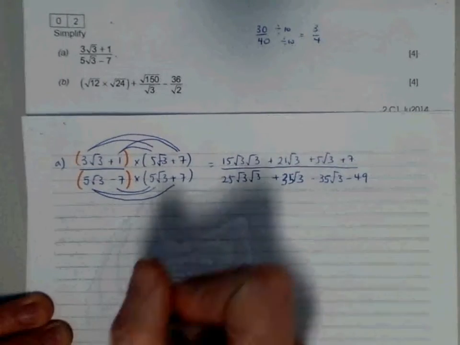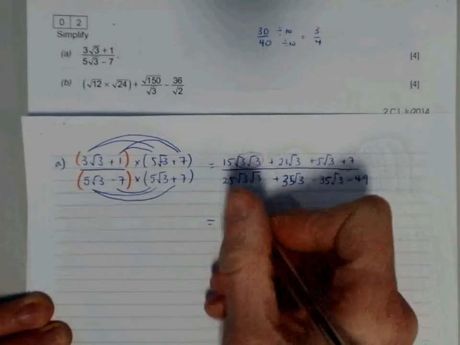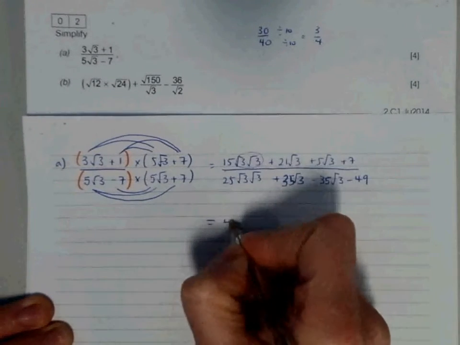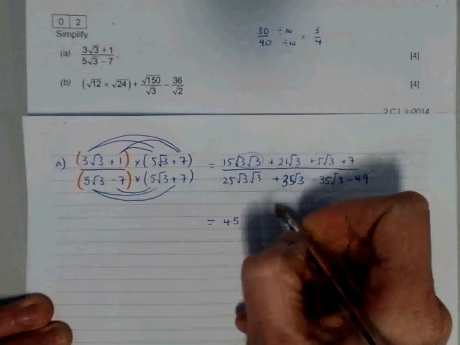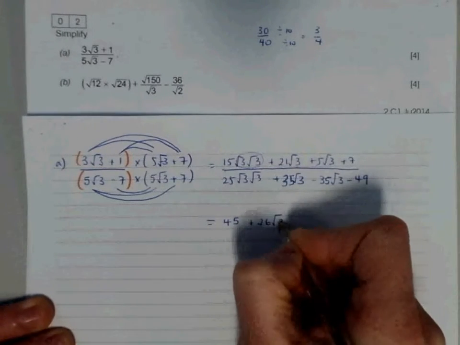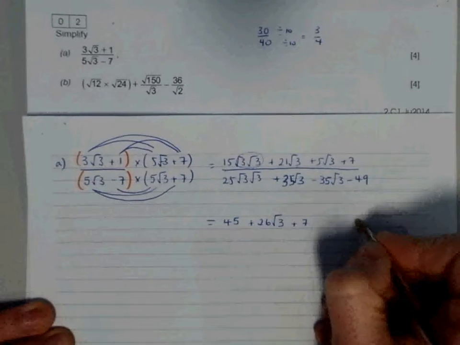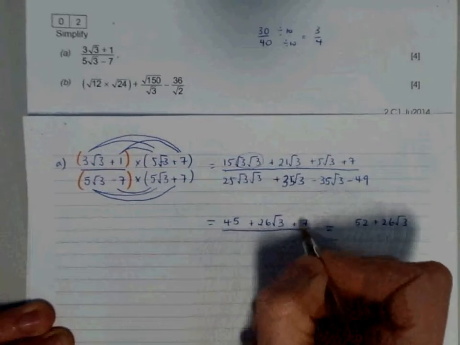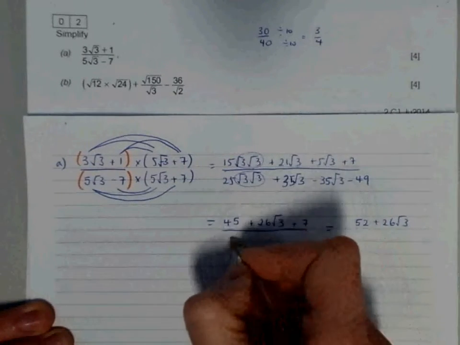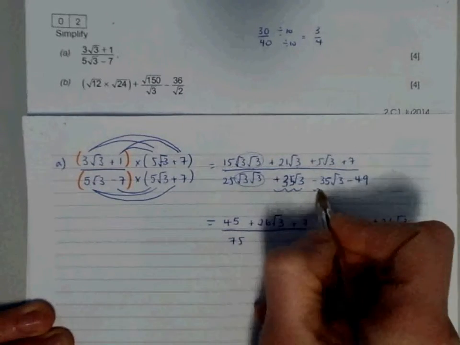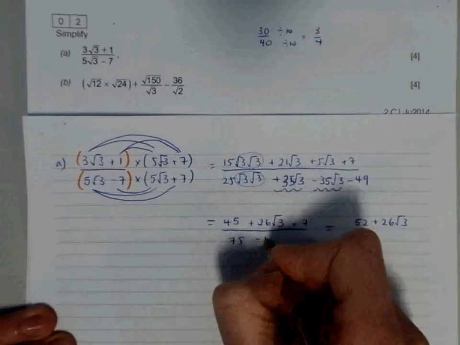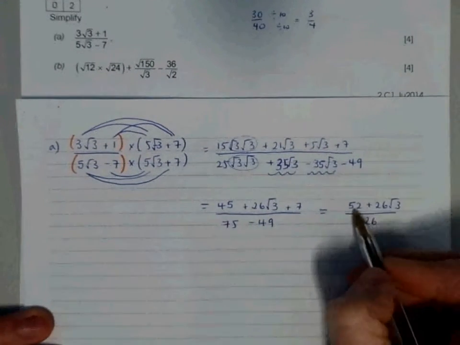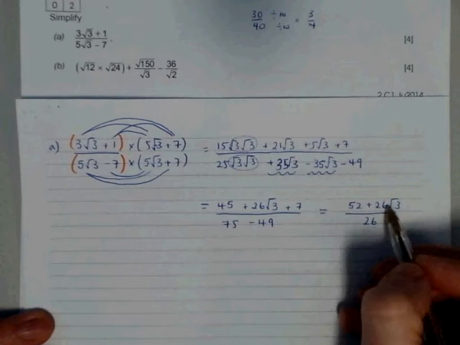I'm going to simplify each of those bits now. Root 3 times root 3 is 3, 15 times 3, 45. 21 lots and 5 lots is 26 lots of root 3, and we've got 7 on the end, so really that's 52 plus 26 lots of root 3 on the top. Bottom line, 25 lots of, remember that's 3, 75, plus 35 lots minus 35 lots, disappear, minus 49, 75 minus 49 is 26. Now I should be thinking, oh, actually 52 is divisible by 26, also, so is 26.